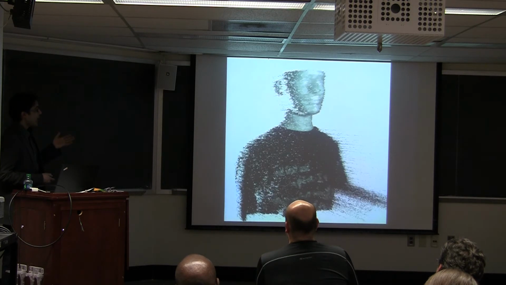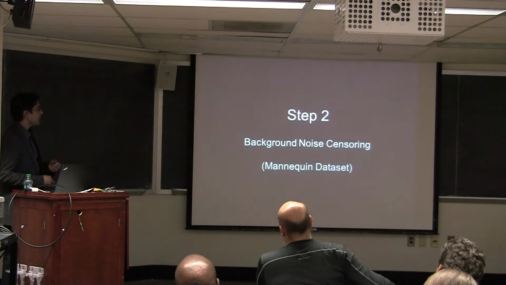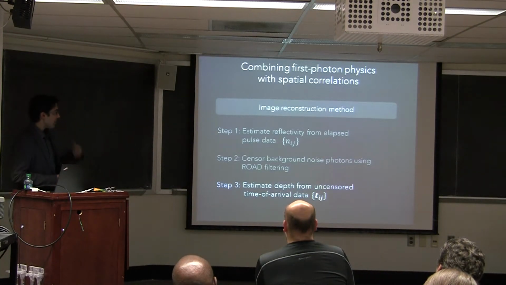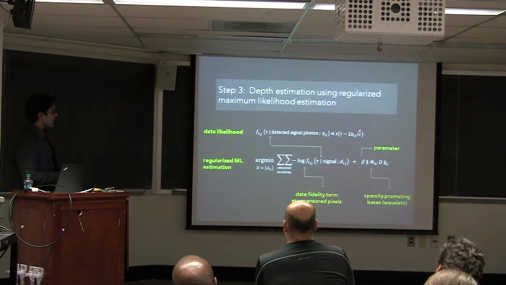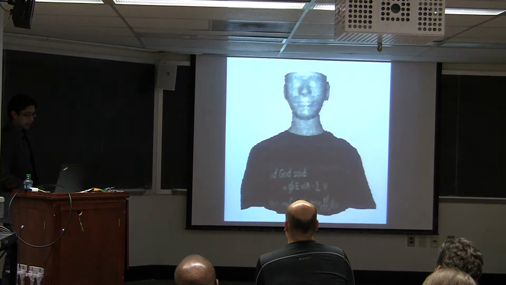But now that we've gotten rid of most of the detection events that are actually due to background, we can make believe that there is no background. When we make believe that there is no background, then we get a data fidelity term that is convex. And so we can do a regularized maximum likelihood estimate by solving a convex problem. And that leads to this final result.